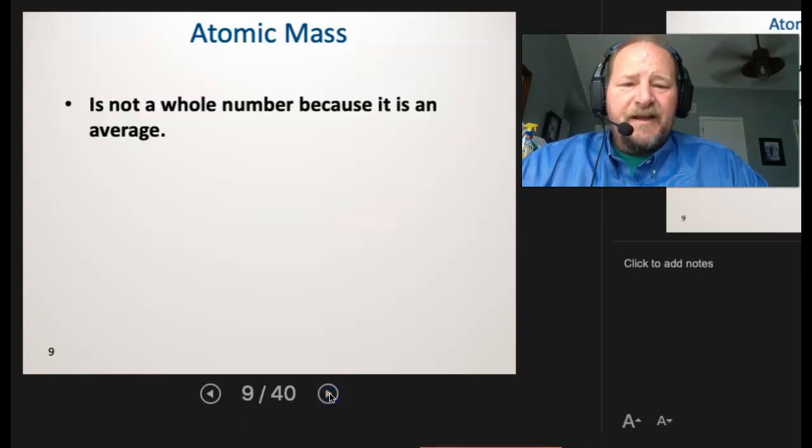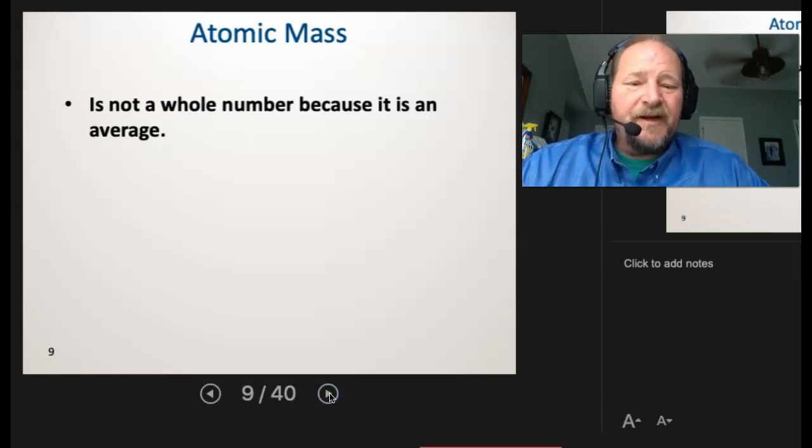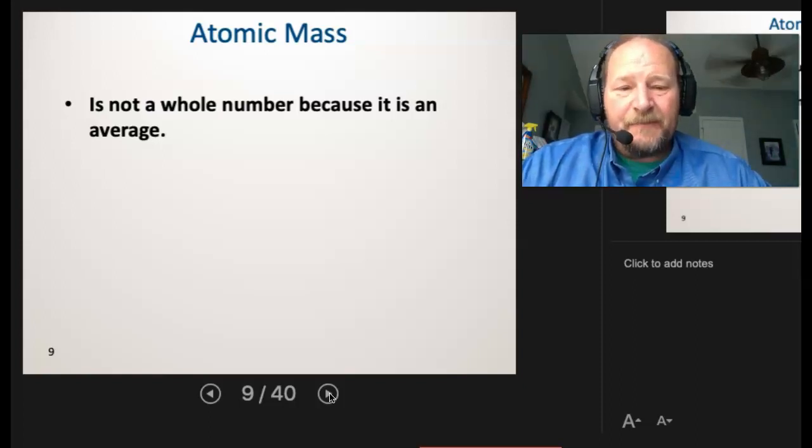Just to reiterate again, remember the atomic mass is not a whole number because it's going to be that average. So when you're looking at the periodic table, what you're going to have to do is differentiate between the question types. Right now, the only question types I'm going to be asking would be ones where you're calculating the number of neutrons or you're calculating the mass. And so you're going to have a whole number value, not the average that we're seeing on the periodic table.